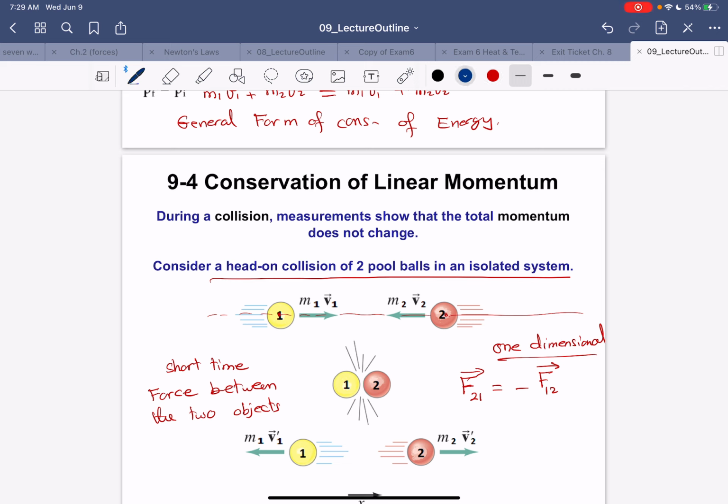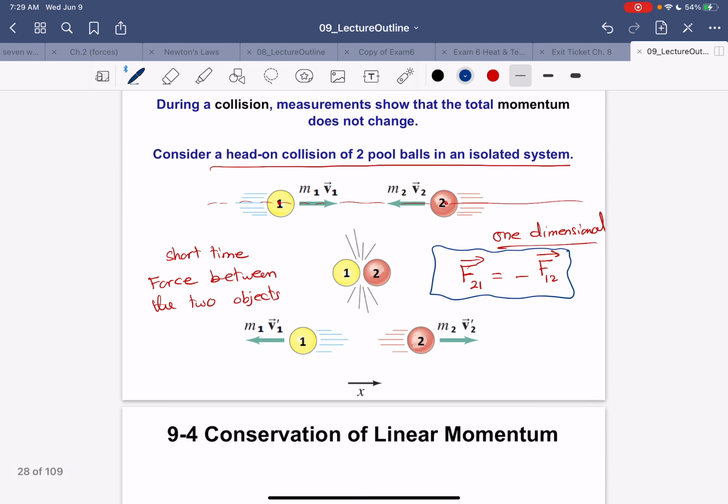these two forces are Newton's third law forces, action-reaction forces. The earth is pulling me with my weight, and I pull the earth with the same weight. Here it's something similar. The force between the two objects during the collision is equal in magnitude and opposite in direction. And after that, we might have any situation.